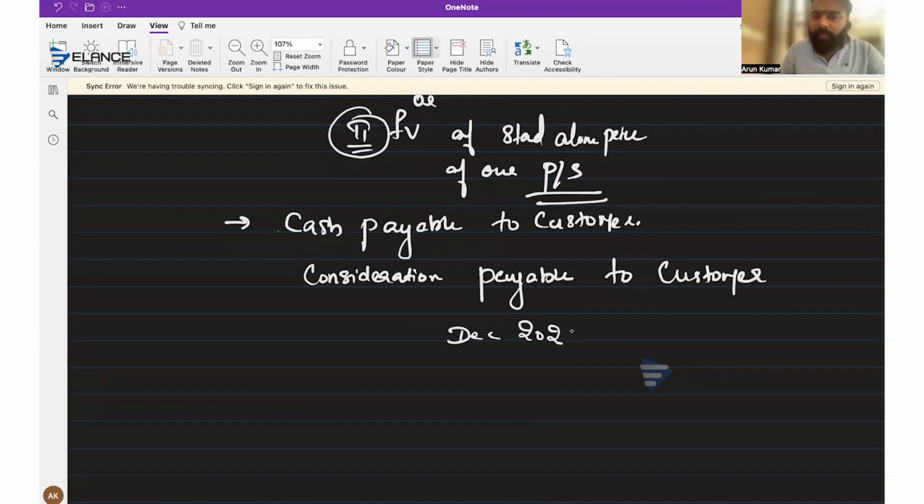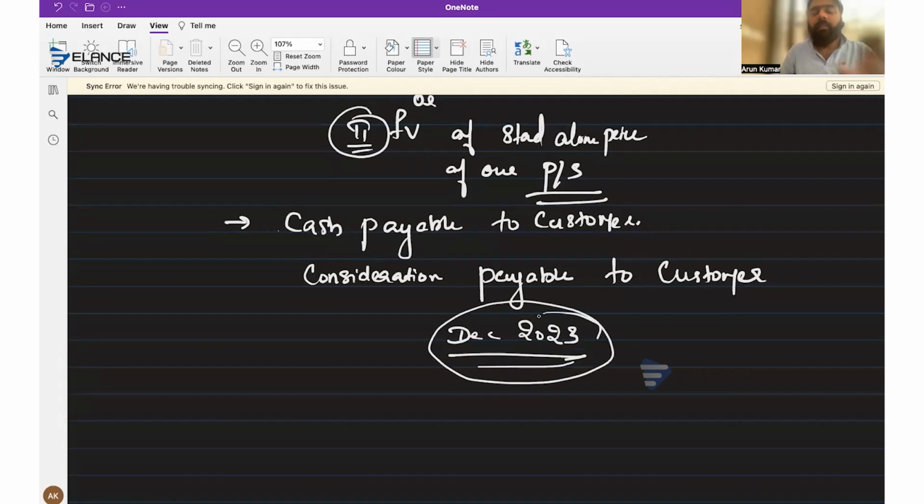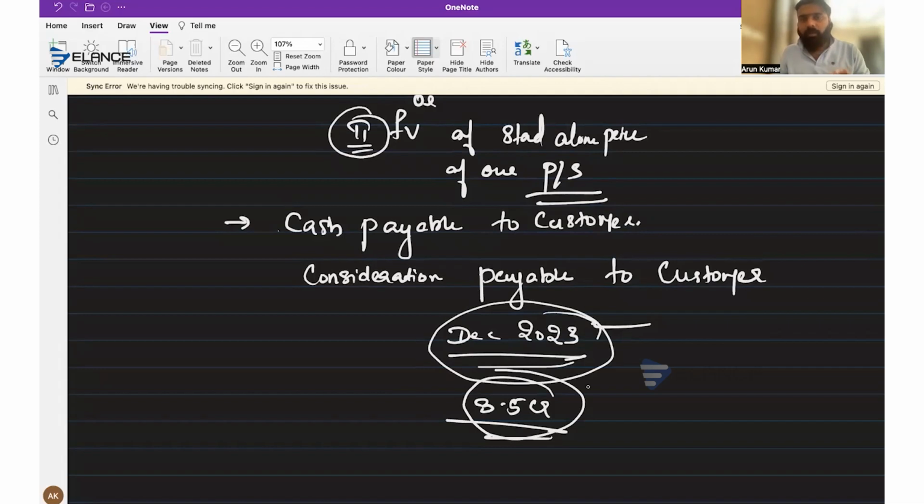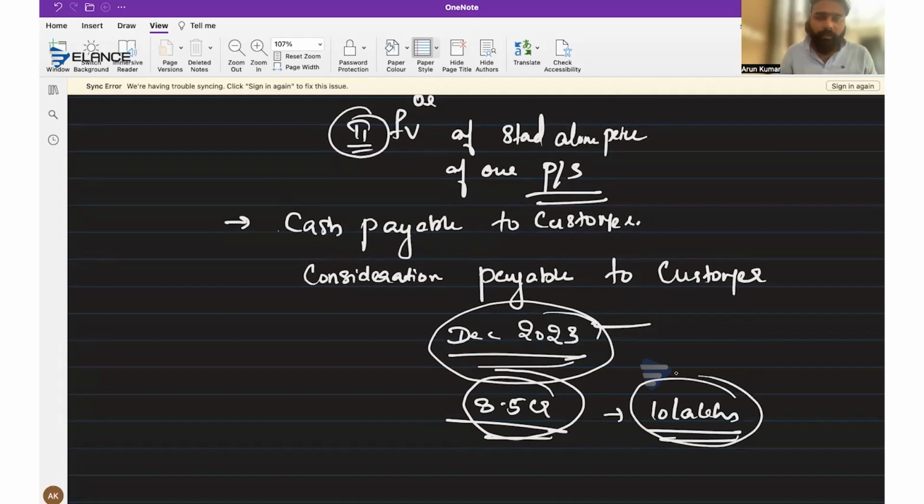So I'm making a building, and as a supplier, I have given a contract to the customer that I will complete this building by 2023. The overall contract price is 3.5 CR. Okay. And if the contract is not able to be completed because of some issues or delay from my side, I'm ready to pay a penalty of 10 lakhs. I'm ready to pay 10 lakhs to the customer. So this was written in your contract.